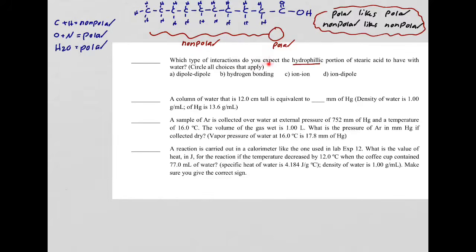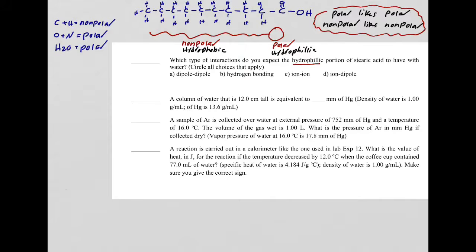Which type of interaction do you expect the hydrophilic portion of acetic acid to have with water? First of all, which part is going to be hydrophilic again? This part is going to be hydrophobic, and this one is hydrophilic, because philic means you like water. Polar likes polar, and water is polar. And non-polar and polar, they don't get along. So this is how they have a phobia of water.